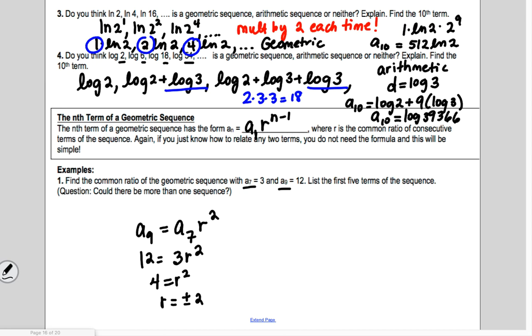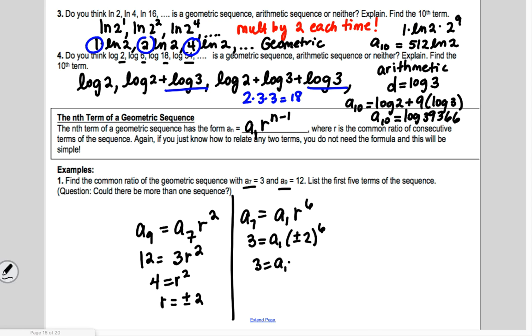So we got to figure out what the first term is in order to do that, right? So let's go back and let's find the first term. Well, if I'm trying to get to, let's say, the 7th term, I would need to multiply by r 6 times. So I have 3 is equal to a1 times plus or minus 2 to the 6th. So if I have positive 2 to the 6th, I get 64. If I have negative 2 to the 6th, you see how I also get 64. So this is 64. So a1 is the lovely number, 3 over 64.